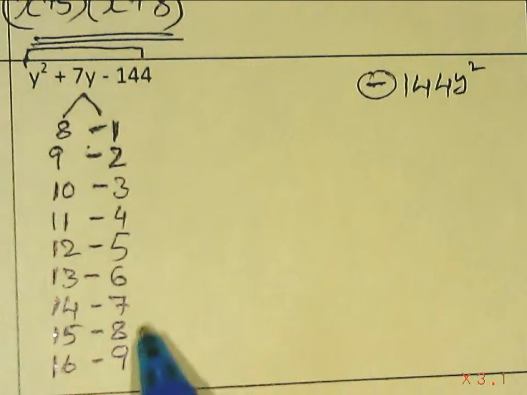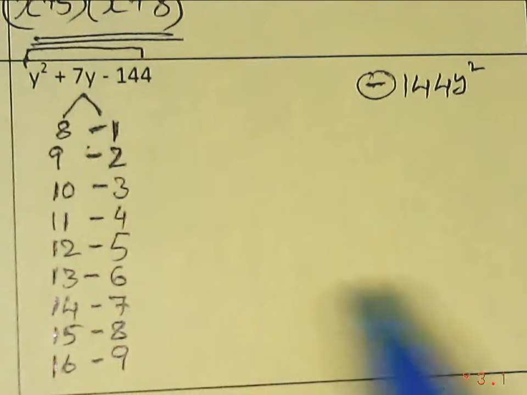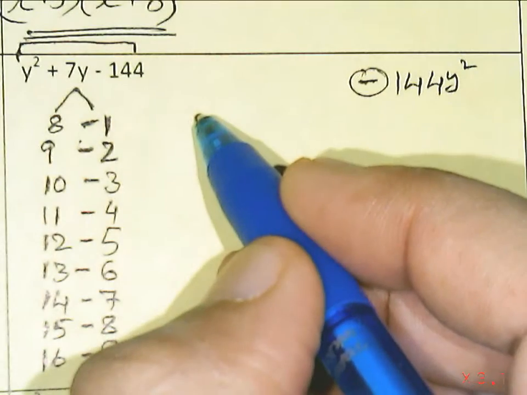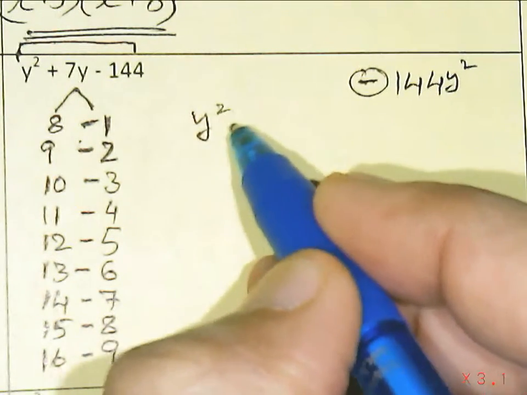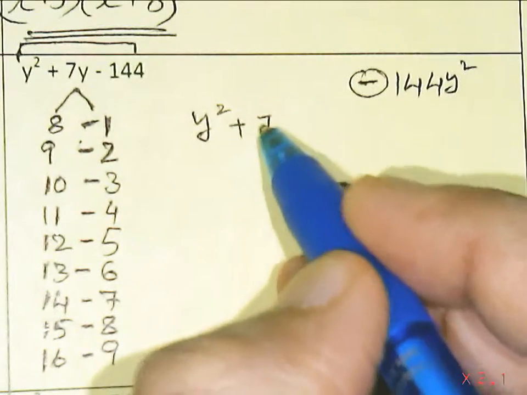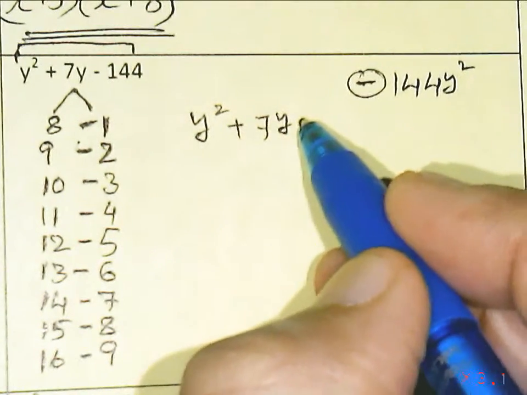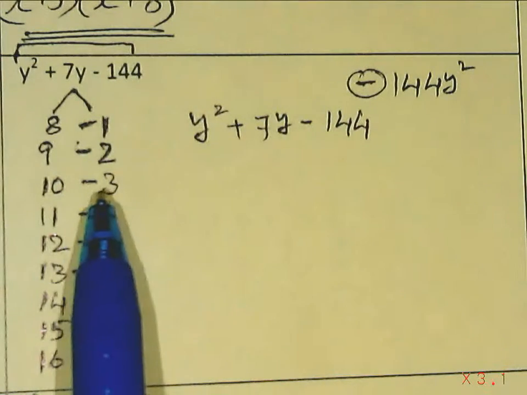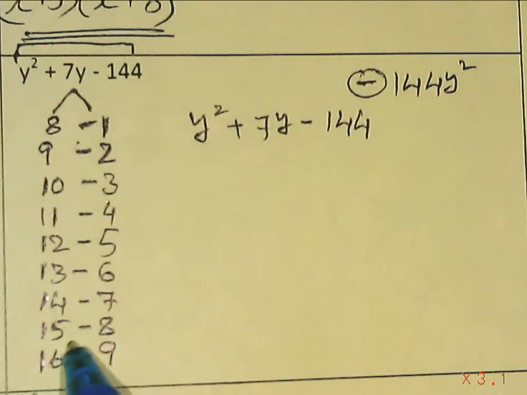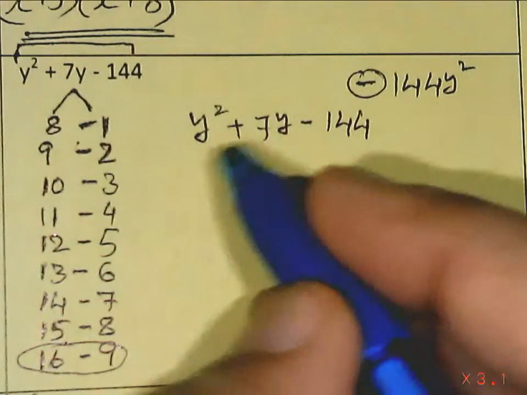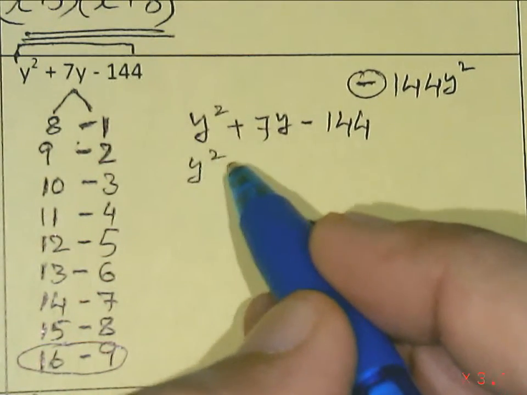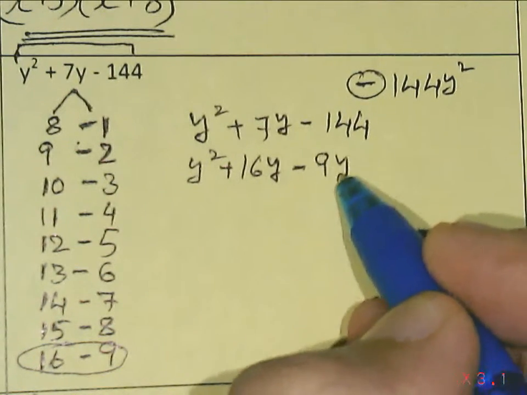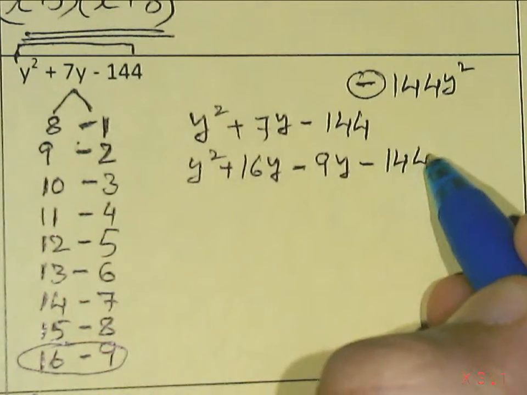If you don't have enough place, you may try this somewhere in a separate sheet. Anyhow, here I am doing y squared plus 7y, I am copying the question, minus 144. You can multiply by using the calculator. Then the right combination is 16 minus 9. So y squared plus 16y minus 9y minus 144.